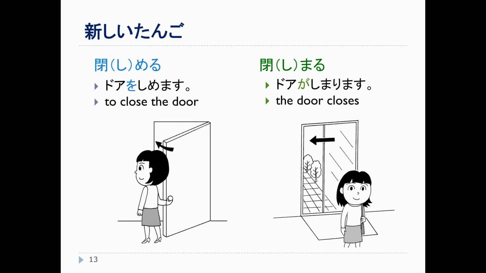In the same way, we have shimemasu, shimeru, which we learned back in chapter 6. So doa o shimemasu, to close a door. But if the door closes by itself, we have to use shimaru. Doa ga shimarimasu, the door closes. So shimemasu, shimarimasu. Doa o shimemasu, doa ga shimarimasu.